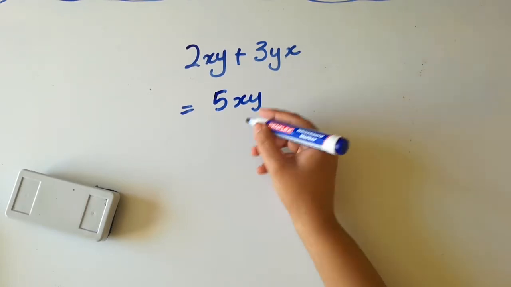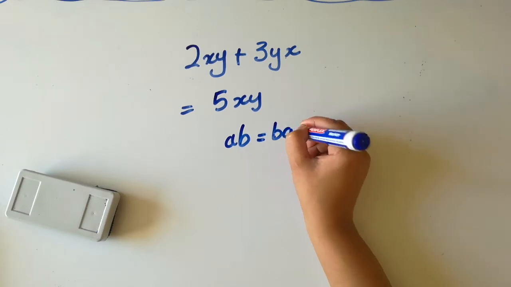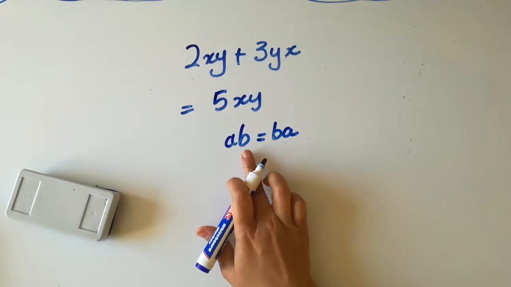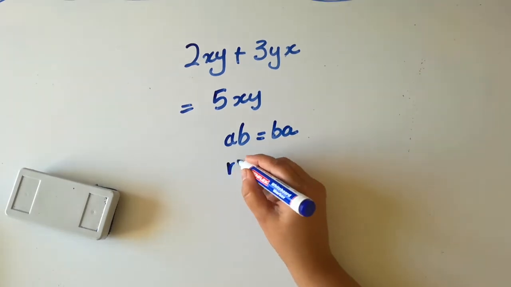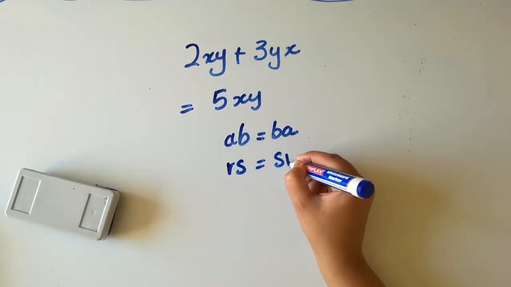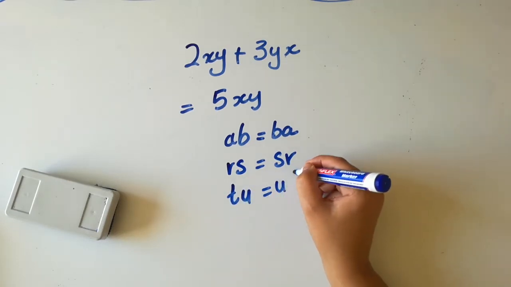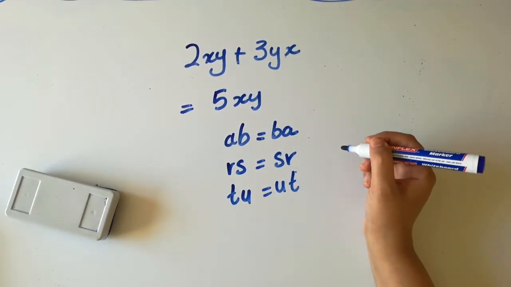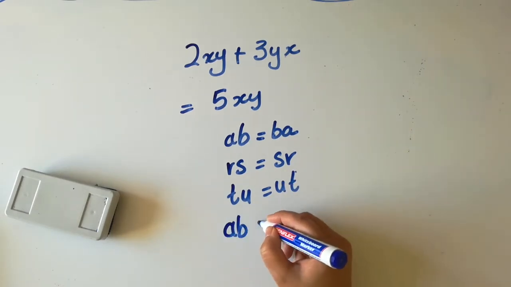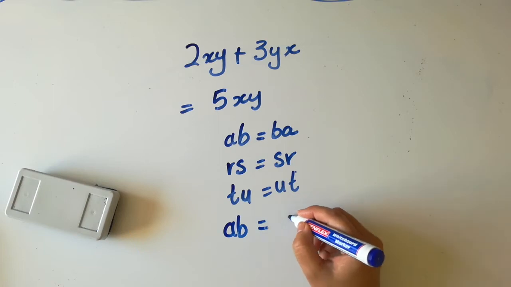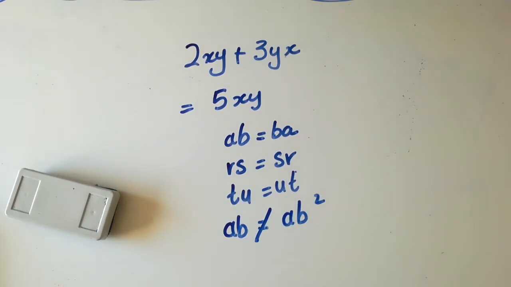Few more examples. AB is equal to BA. That means A times B is equal to B times A. RS will be equal to SR. TU will be equal to UT. But remember, AB will not be equal to AB squared. They are not like terms.